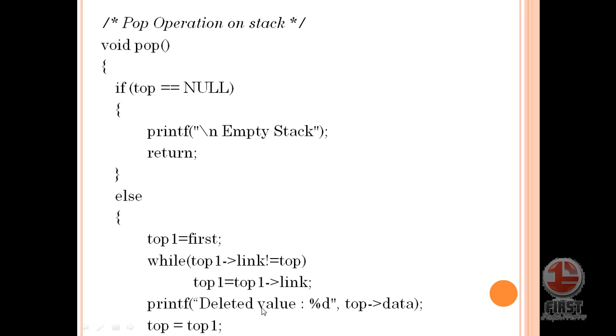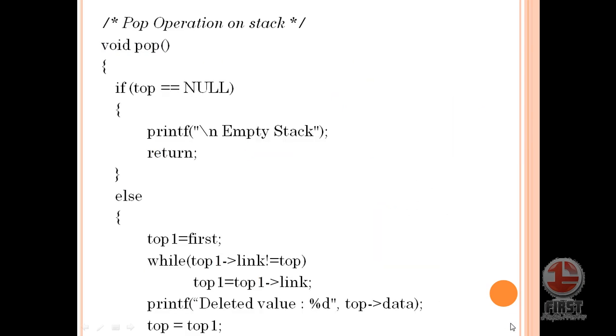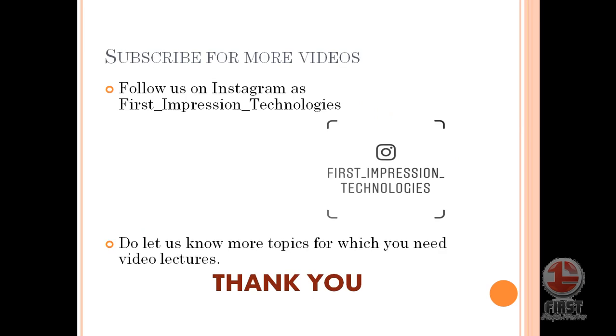What we will be doing is the deleted value is top pointer data, that is, in our case, 90. And now we will make top point to top1, right? Top point to top1. I hope this is clear.